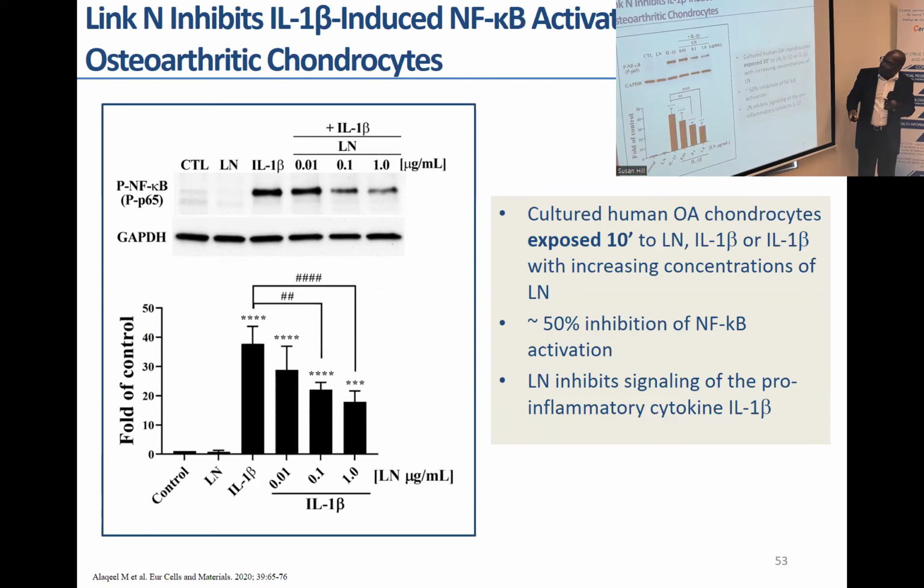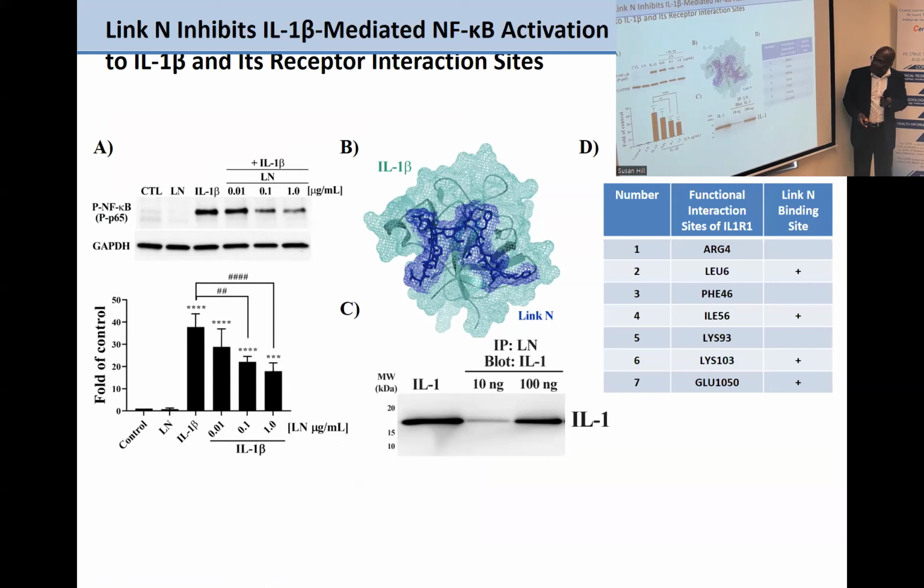One thing you can do is induce NF-kappa B. This is involved in pain, and you can stimulate it by adding interleukin-1 beta. Analyzing with the cells in vitro, you can activate NF-kappa B, and with different doses of Lincoln, you see a decrease in NF-kappa B. This was cultured human chondrocytes. And as we were doing that, we had to remember that there is a binding with IL-1.